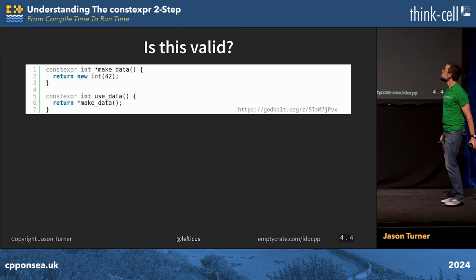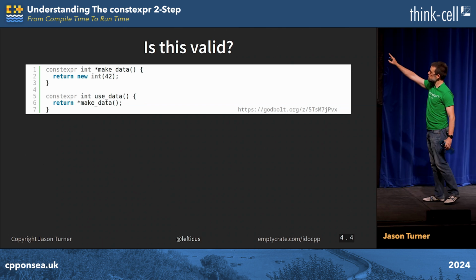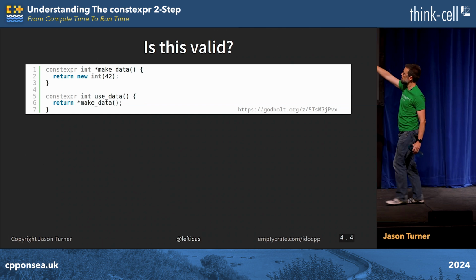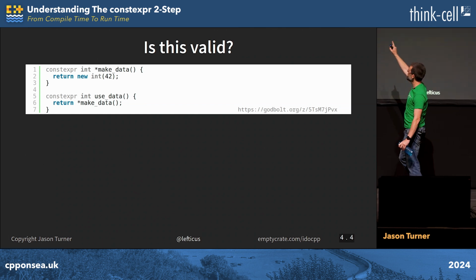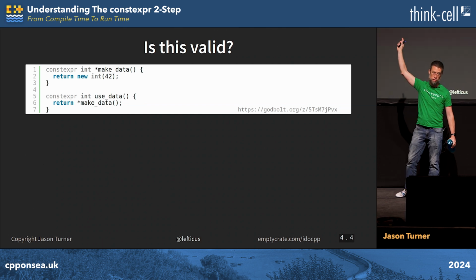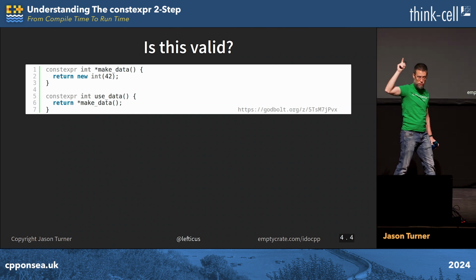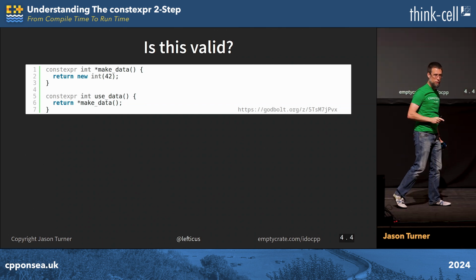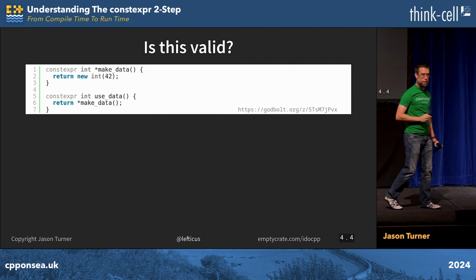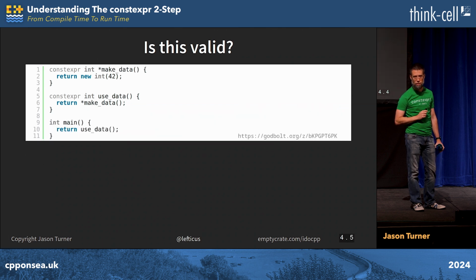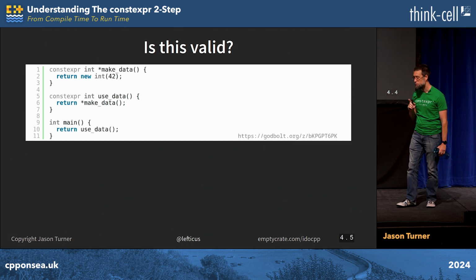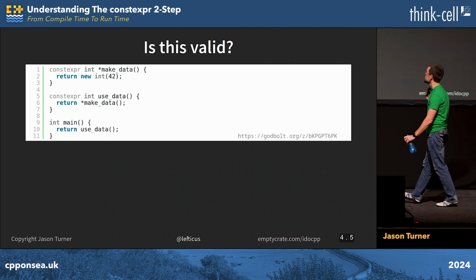Okay, so now I have my useData function that is calling makeData. And note, I am dereferencing the value on line 6. I am intentionally leaking. Do you expect this code to compile? Remember, I'm not allowed to leak memory at compile time, but yes, this does compile.